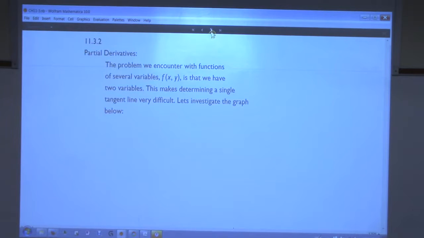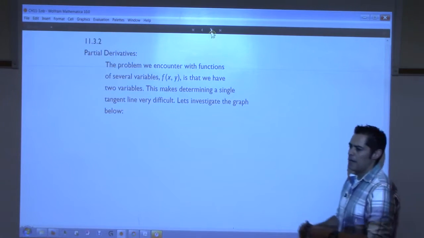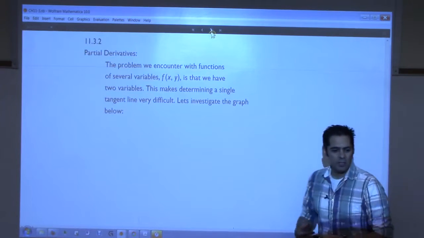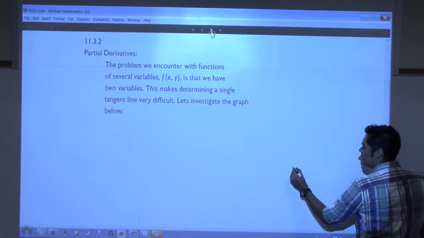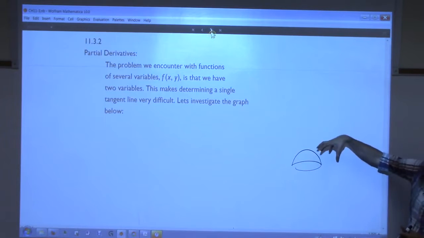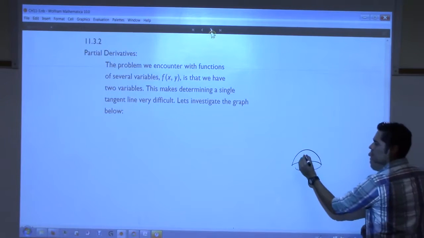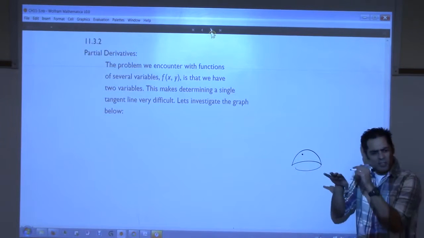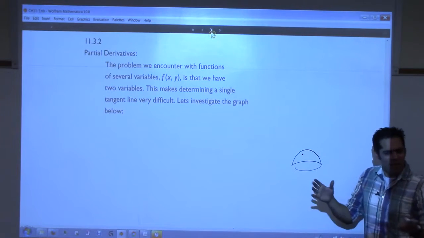The problem we encounter with functions of several variables is that we actually have 2 variables to start with. This makes determining a single tangent line difficult. So imagine, just for the sake of simplicity, that we're looking at that one problem that was the top of the ball, just a dome. If I pick some point on this dome and I ask you, what's the slope of the tangent line? Why is that going to be a confusing question? A tangent just touches the ball at one point. Which direction? What do you mean?